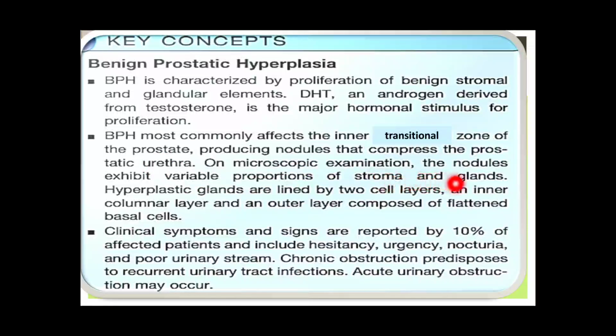On microscopic examination, the nodules exhibit proliferation of stroma and glands, and these hyperplastic glands are lined by two cell layers. The inner cell layer is columnar and the outer layer is composed of flattened to cuboidal cells. The clinical symptoms and signs, reported by 10% of the affected patients, include hesitancy, urgency, nocturia, poor urinary stream. Chronic obstruction predisposes to recurrent UTIs, and acute urinary obstruction may also occur. So BPH is a very important topic, and you should know the various aspects of BPH.